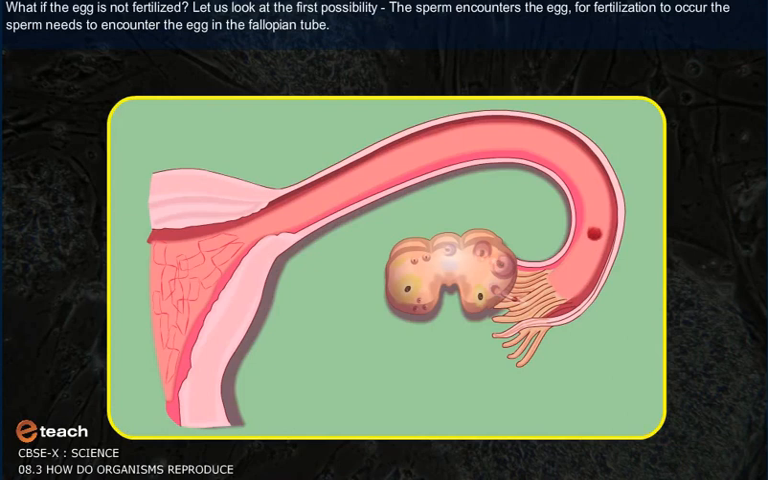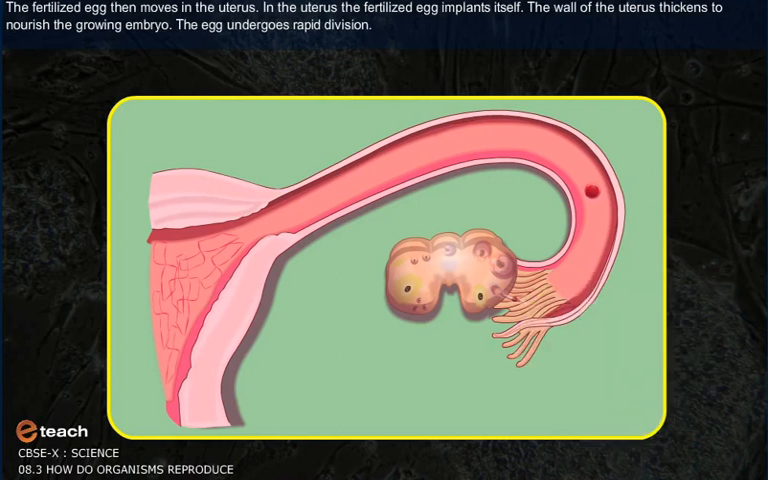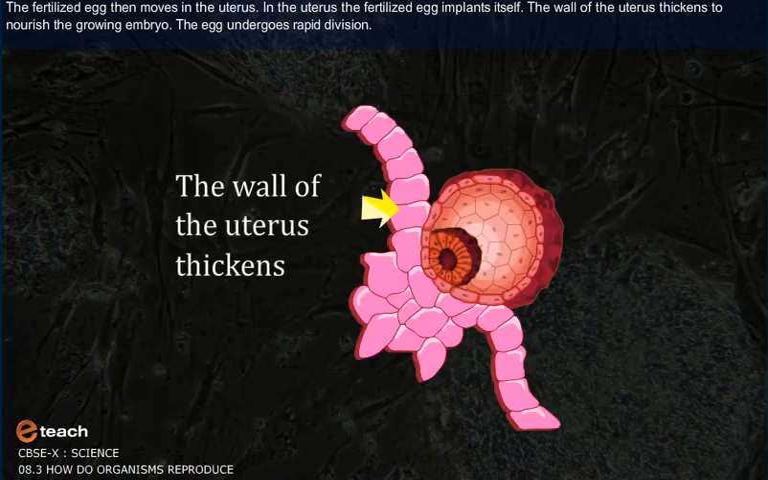What if the egg is not fertilized? Let us look at the first possibility. The sperm encounters the egg. For fertilization to occur, the sperm needs to encounter the egg in the fallopian tube. The fertilized egg then moves to the uterus. In the uterus, the fertilized egg implants itself. The wall of the uterus thickens to nourish the growing embryo.